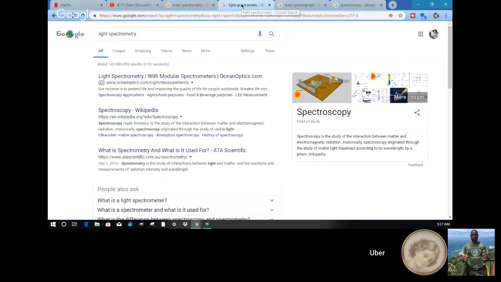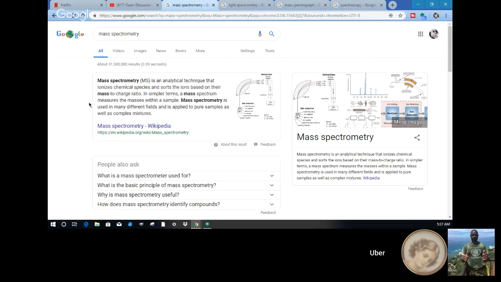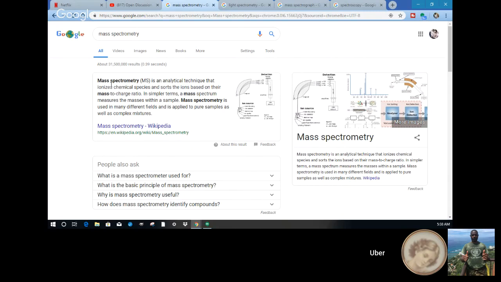Okay. And granted, yeah, I am typing it in a Google, but tell me that this is wrong info. If it's wrong, then somebody better get a hold of Google and tell them they got bunk up on the internet. Right. So mass spectrometry, MS. Oh wow, that's interesting. It is an analytical technique that ionizes chemical species and sorts the ions based on their mass to charge ratio. In simpler terms, a mass spectrum measures the masses within a sample.